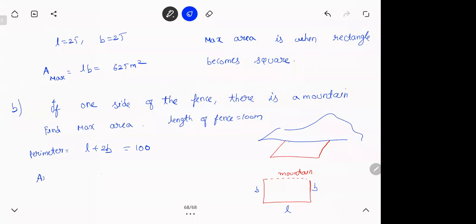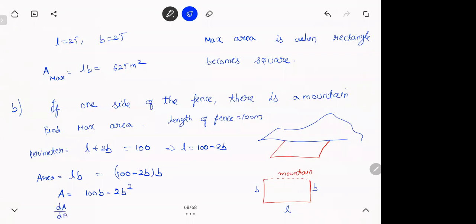So what is area? Area is L into B. But what is L? L is 100 minus 2B. Or I can replace B also. Anything will do. So we got area is 100B minus 2B square. You want the maximum of this thing. Abhi variable kya tha? B na?